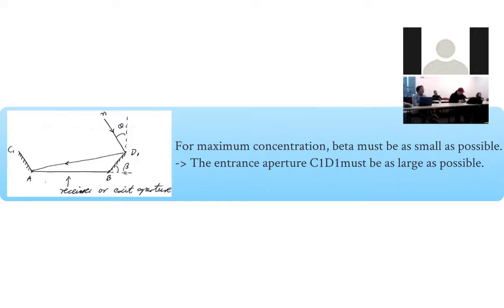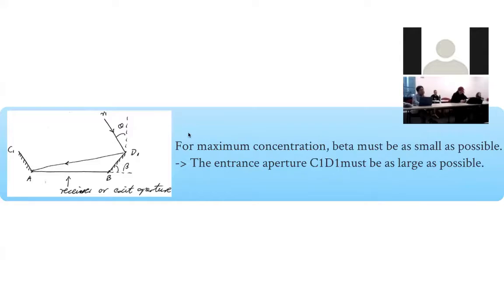So now our optical system is very simple. It has two mirrors at an angle beta of each other, and that's it. Our input aperture is this, and the output aperture is that. And we have actually concentrated light, because we have collected light from a large input aperture, C1 D1, and put it into a smaller output aperture, AB. So that's a very, very simple concentrator. In fact, this is very similar to what we had in our solar cooker.